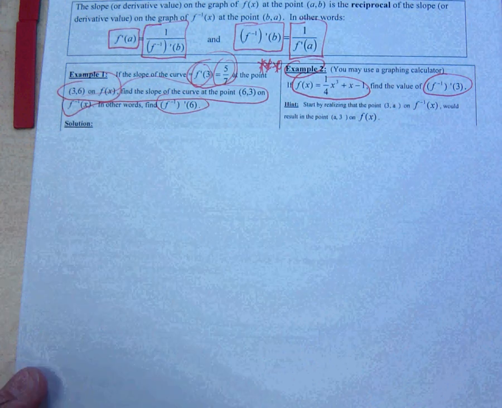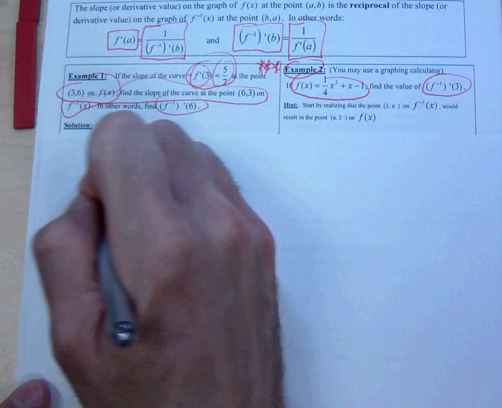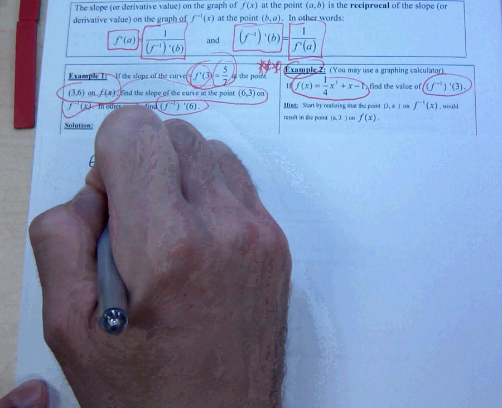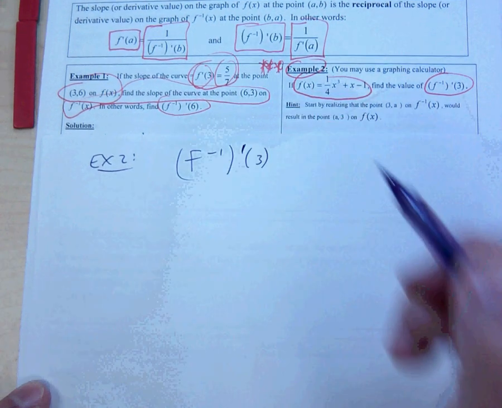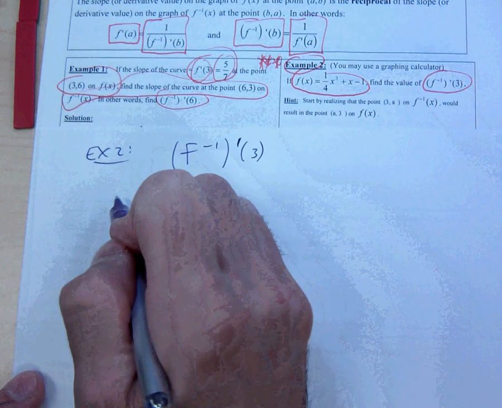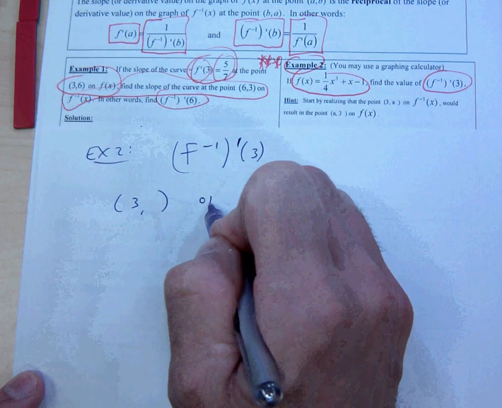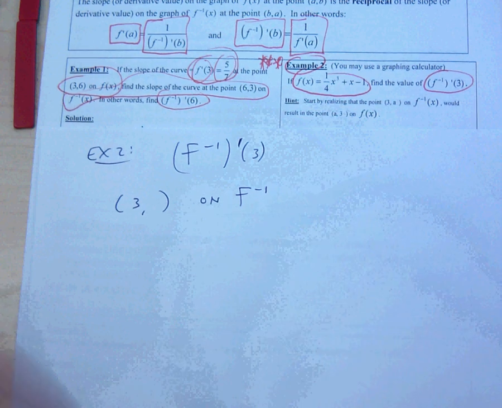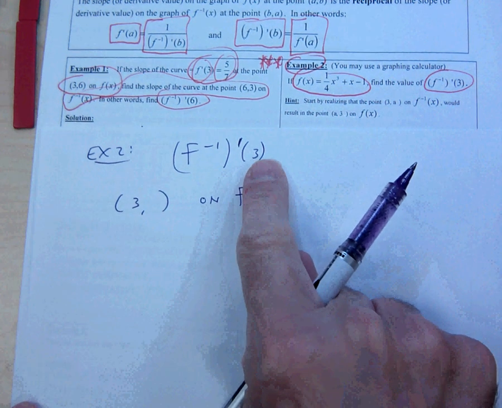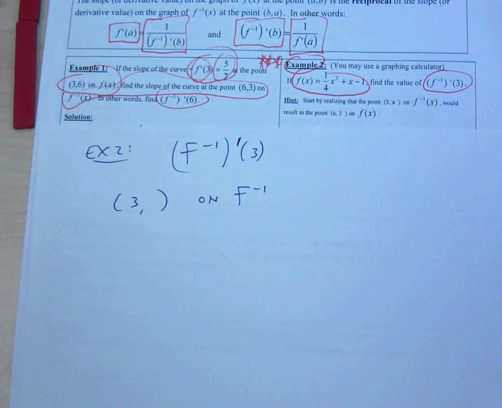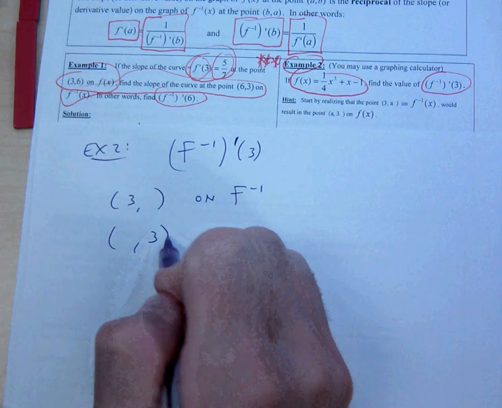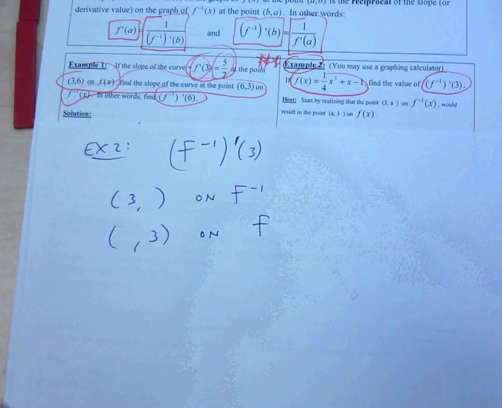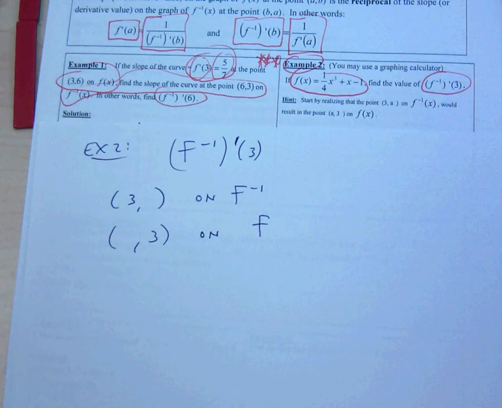The fact that you're asked to find f inverse prime of 3 means you're talking about the point 3 something on f inverse. Everybody agree with me on that? Just because that's what I'm asking you to find, right? So you have the point 3 something on f inverse, which would correspond to the point something 3 on f. Any questions on that? Are you following me? Is that okay?